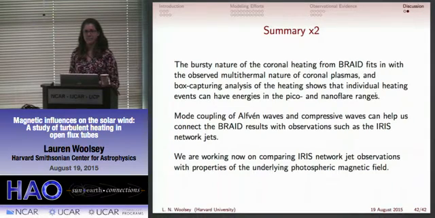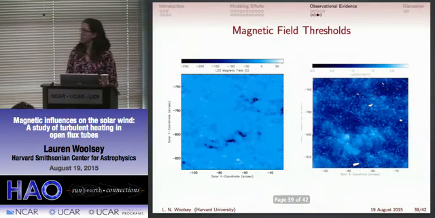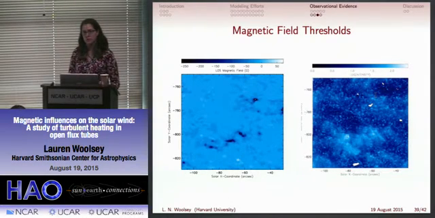I didn't understand the last part about the imbalance in the magnetic field distance. Could you explain? What I understood, and maybe I'm wrong, is that you are studying or observing these network jets. How is the magnetic field?